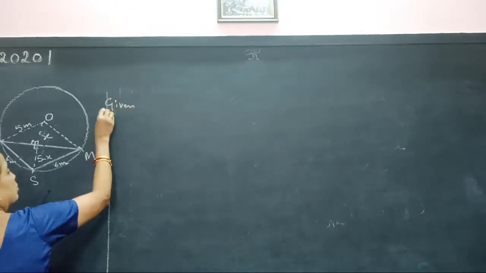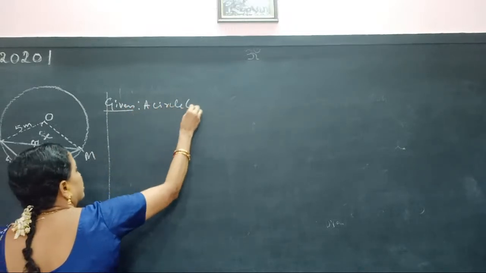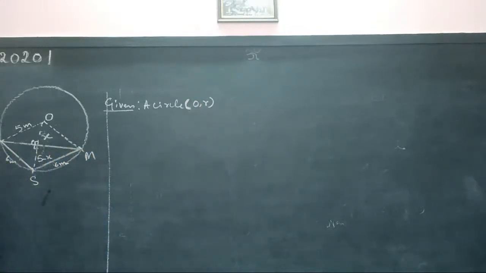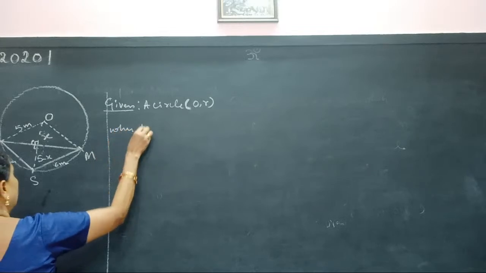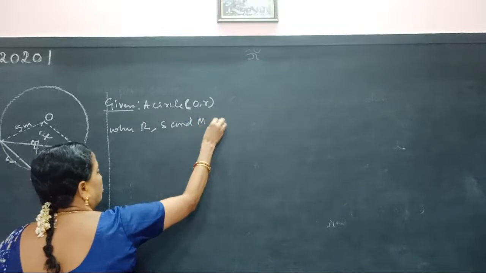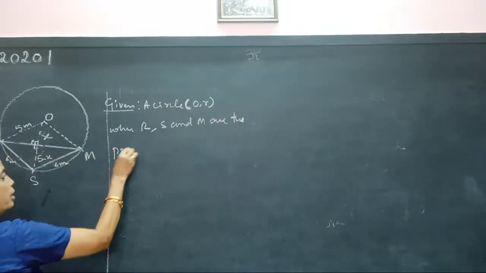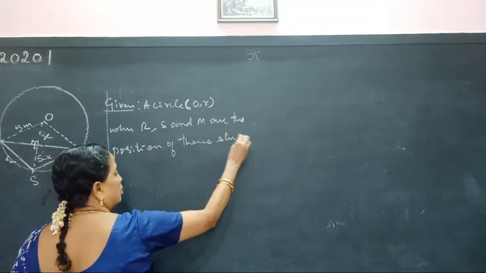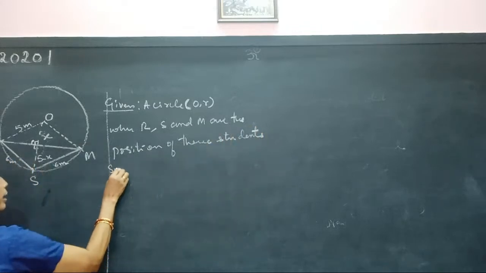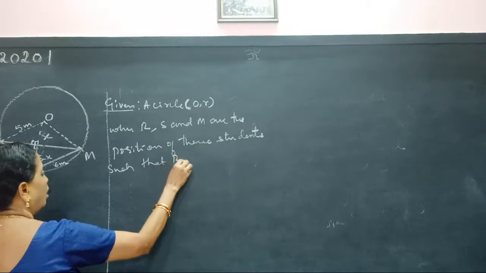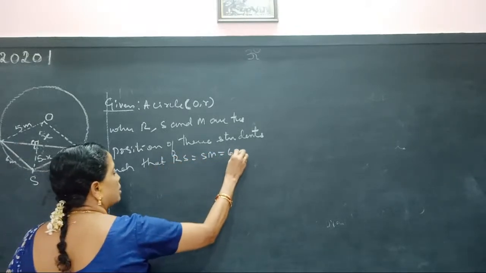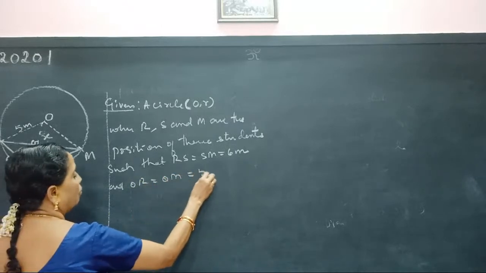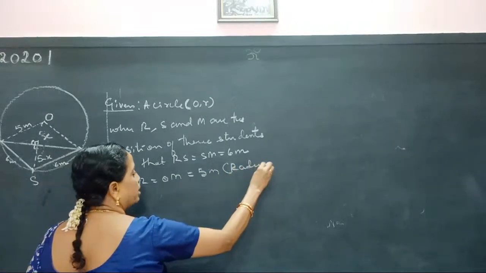Given a circle with center O, radius R, where R, S and M are the positions of 3 students, or you can name them such that RS equals SM equals 6 meter and OR equals OM equals 5 meter, the radius of the circle.